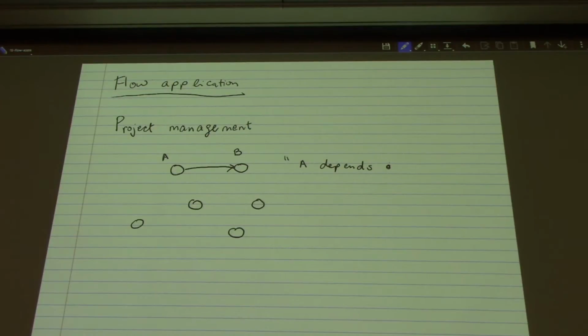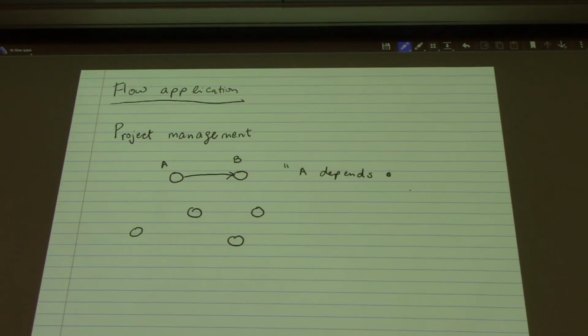Okay, this is a little odd. Give me a second. I'm not even sure how to fix this problem. Okay. Well, A depends on B. Okay. So in other words, if you need A to be performed, you need B to be performed as well. You can't do A before you do B.